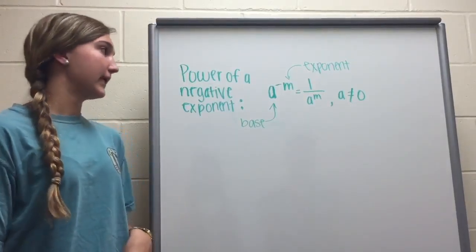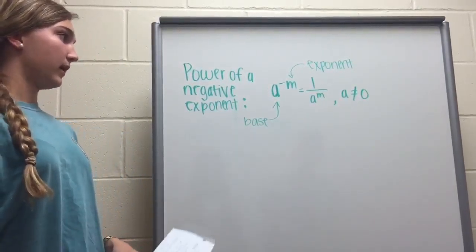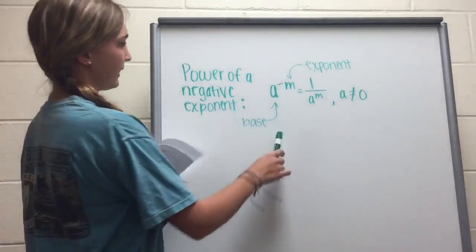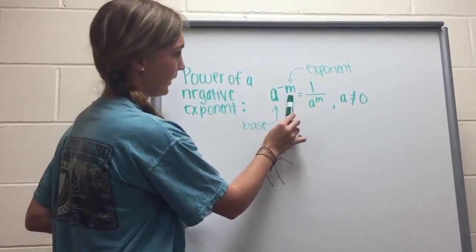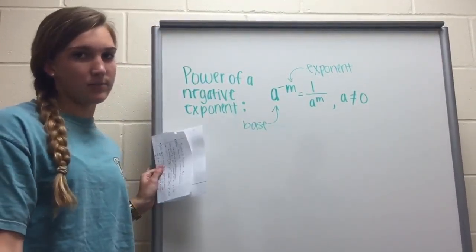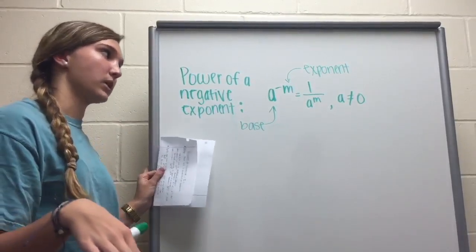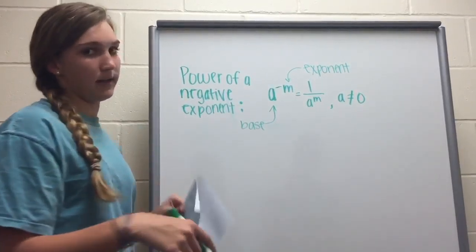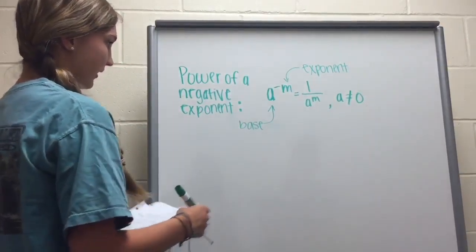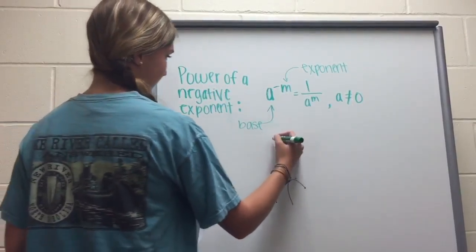The fourth property is power of a negative exponent, which is written as the base raised to a negative exponent. And since you can't have negative exponents, the whole expression must be over 1, and a cannot equal 0. So for this example, we would have 7.